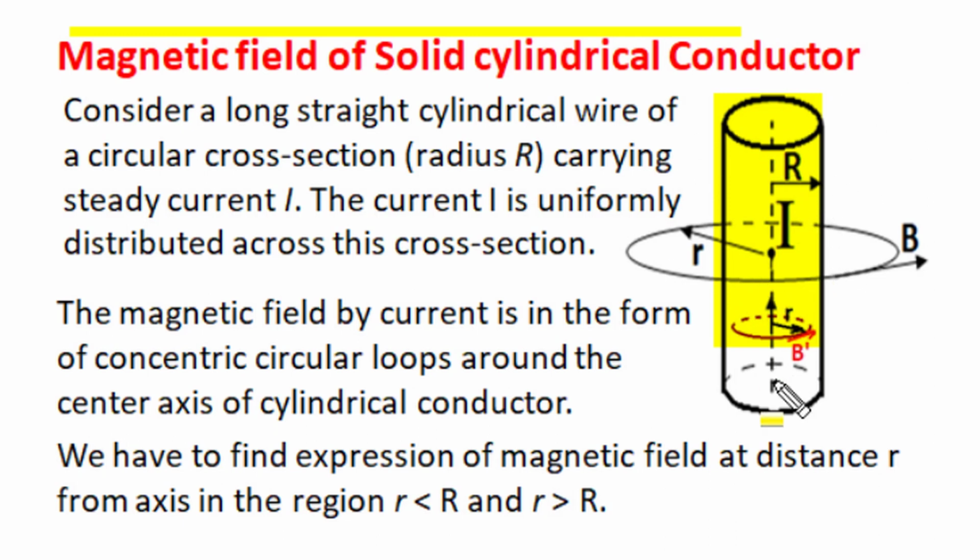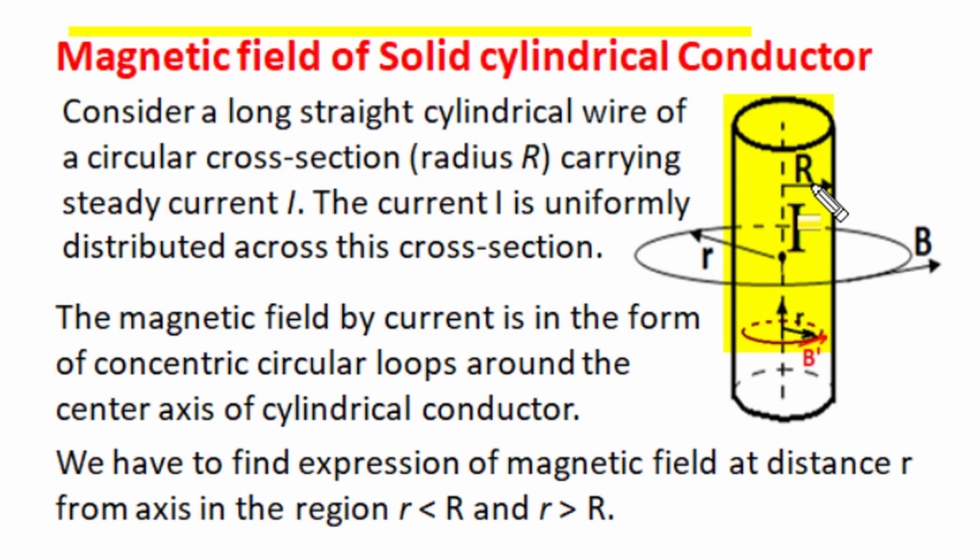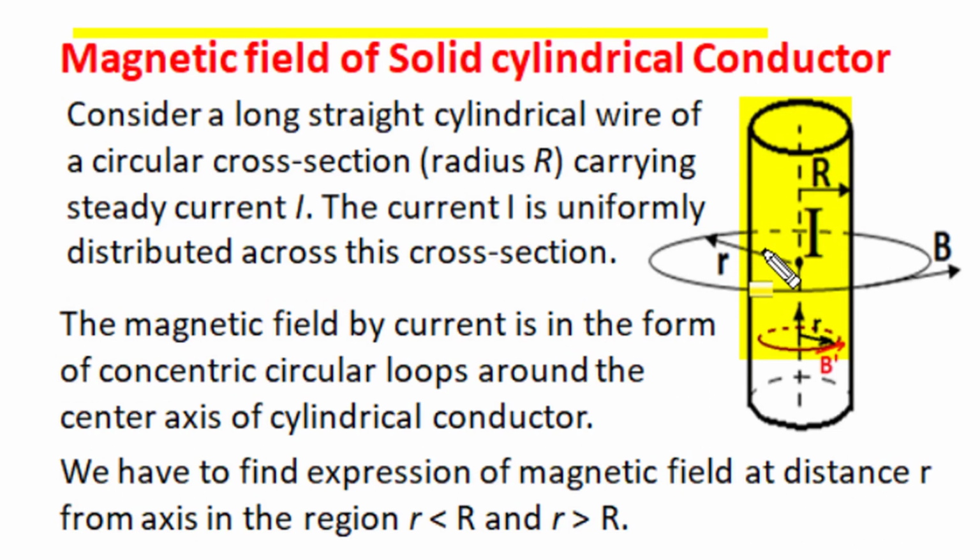Let's consider a long straight cylindrical conductor of cross-section radius capital R, which carries a steady current I, and this current is flowing in this wire with uniform current density all across its cross section. Now the magnetic field produced by this cylindrical current is in the form of concentric circles around the central axis of the current-carrying conductor, both for internal and external observation positions.